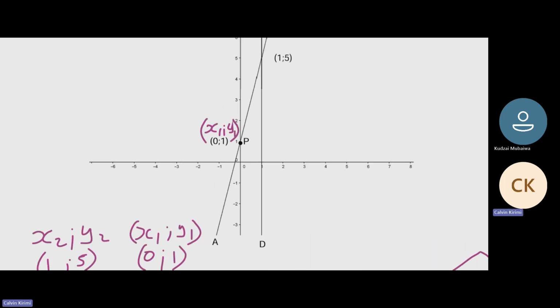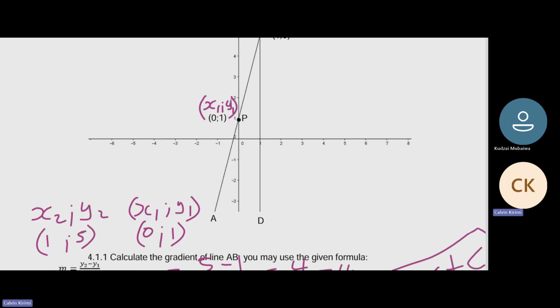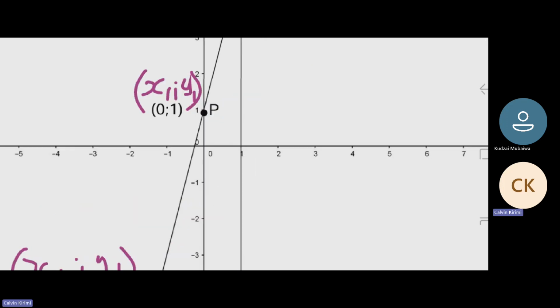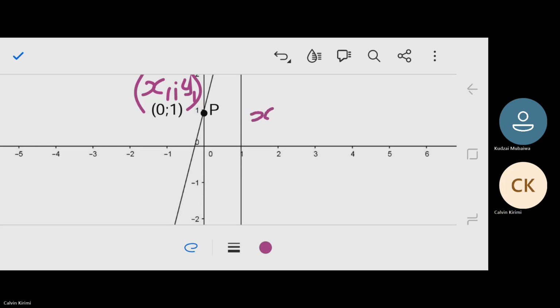If they wanted to ask you what is the equation of CD, that one, just x is equals to 1, because it's cutting the x-axis at 1. So that line is x is equals to what? 1. The vertical line is called x is equals to 1.